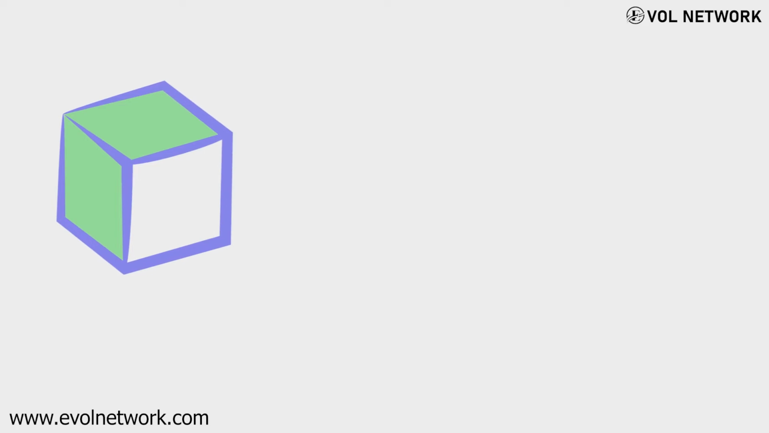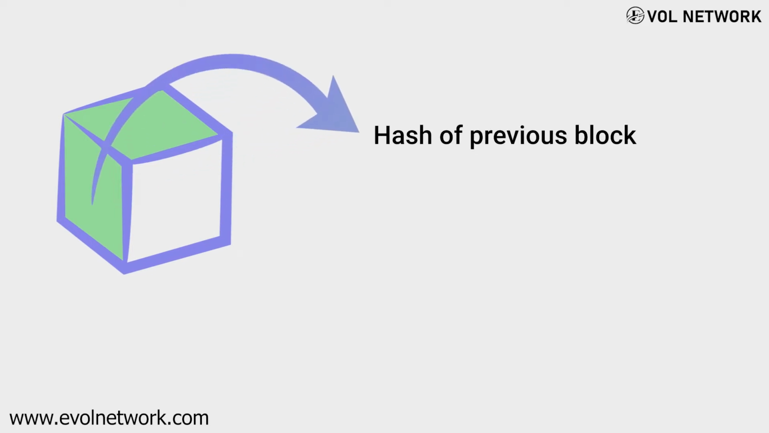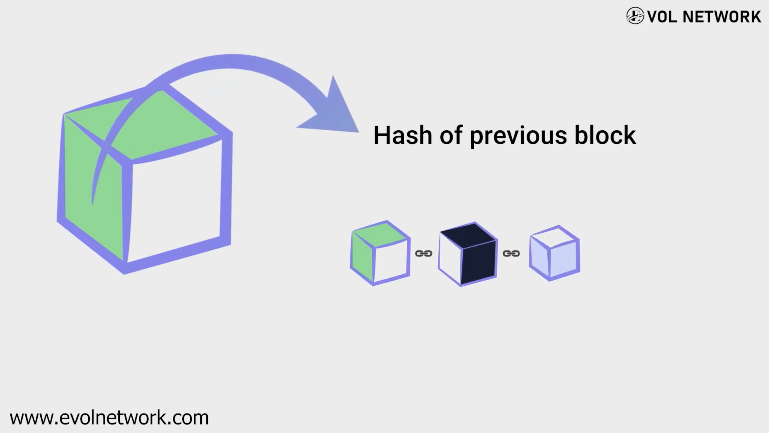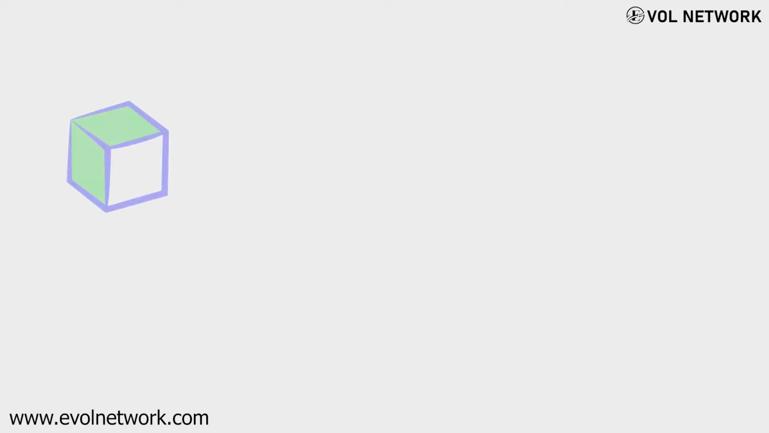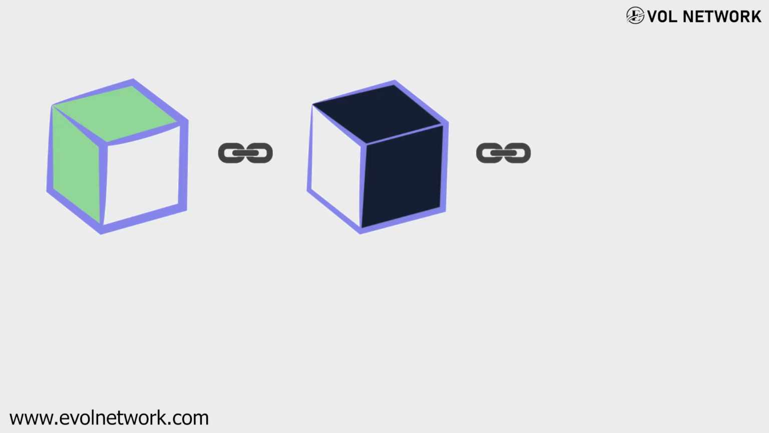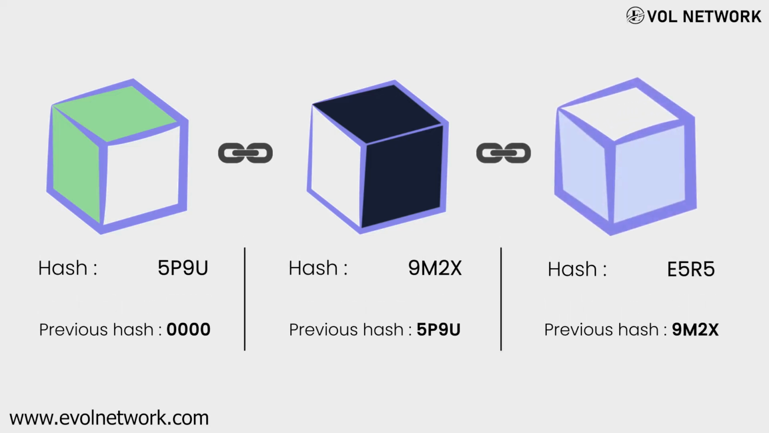The third element inside each block is the previous block's hash, which effectively creates a chain of blocks. This technique makes a blockchain so secure. Let's take an example here. We have a chain of 3 blocks. As you can see, each block has a hash and the previous block's hash. So, block number 3 points to block number 2 and number 2 points to number 1.